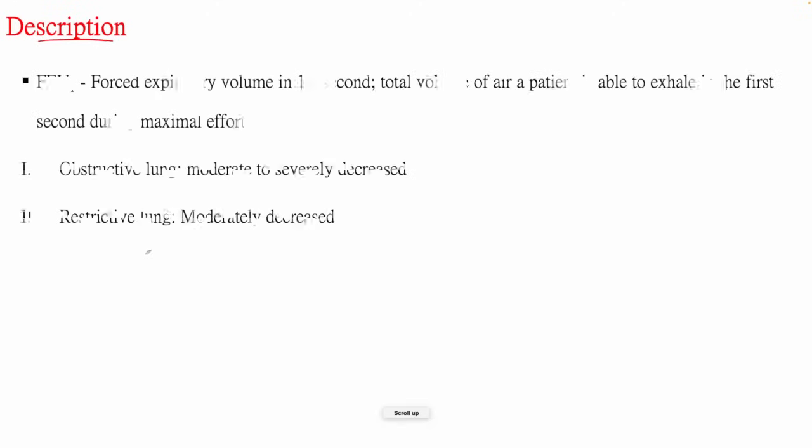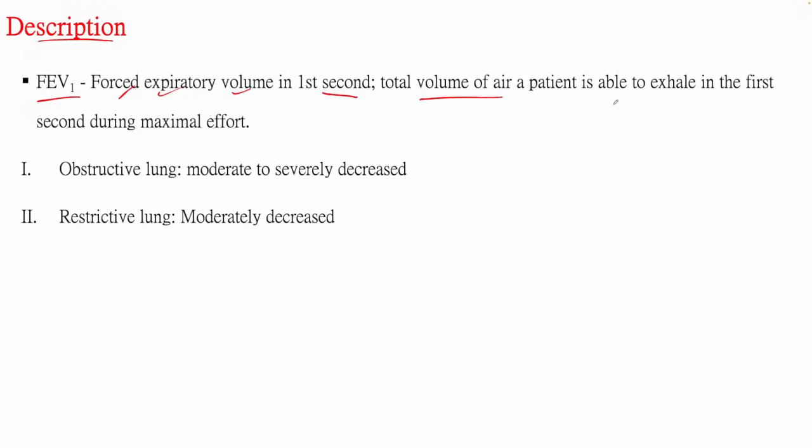Now we will discuss some of the pulmonary function test parameters, the normal basics which you will learn. First is FEV1, that is forced expiratory volume in the first second: the total volume of air a patient is able to exhale in the first second during maximal effort. So when the patient is doing his maximal effort in the very first second, whatever is measured is known as FEV1.